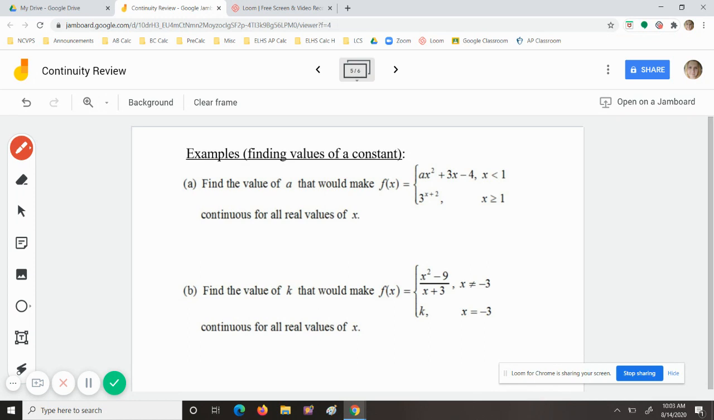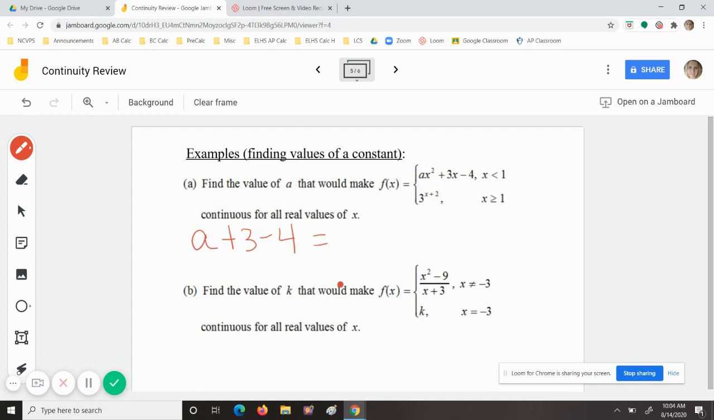So let's take a look. If we were to find the limit as x approaches 1 from the left, we'd be plugging into this top function. Let's plug in 1. That would give us a plus b minus 4. Now, we want that limit, which was the limit from the left, to equal the limit from the right.